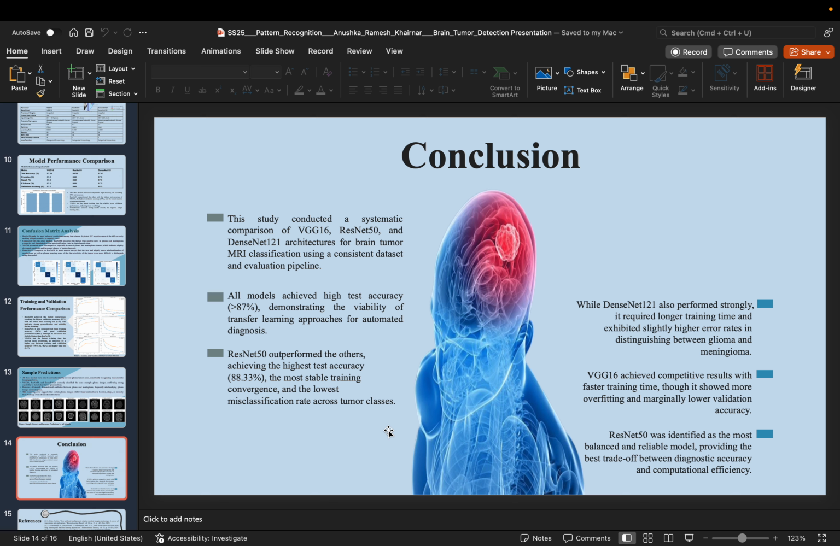Now come to the conclusion part. All three architectures performed well, but ResNet50 offered the best balance between speed, accuracy, and generalization. Its ability to minimize false negatives and achieve high sensitivity makes it especially suitable for real-world clinical applications. So this insight can help guide the development of AI-powered clinical decision support systems.